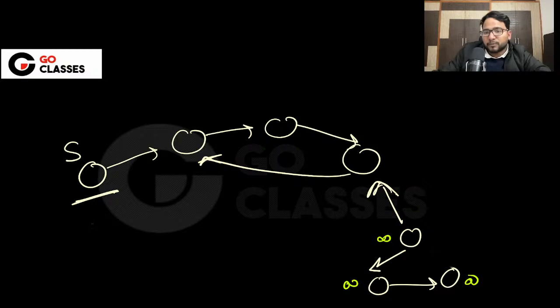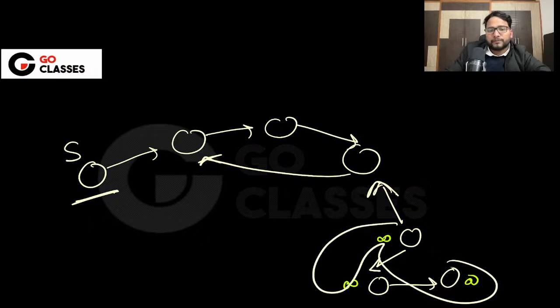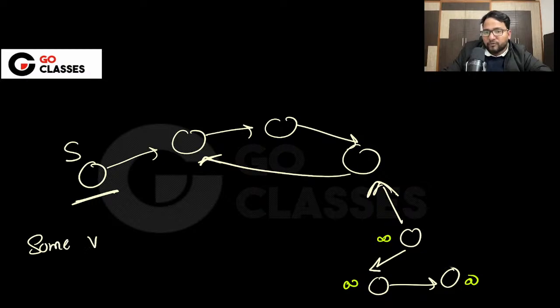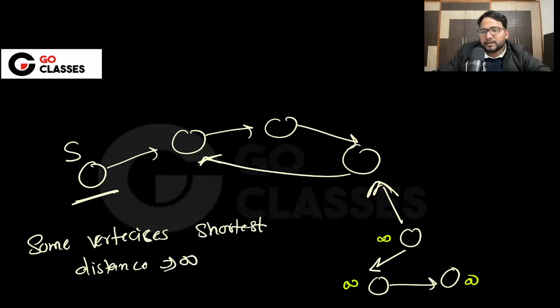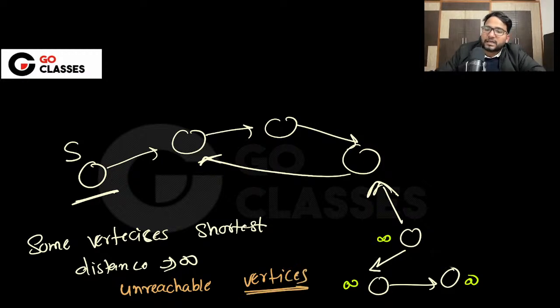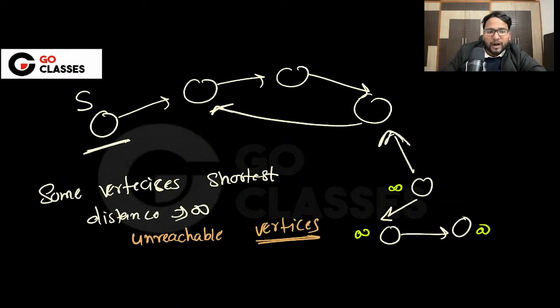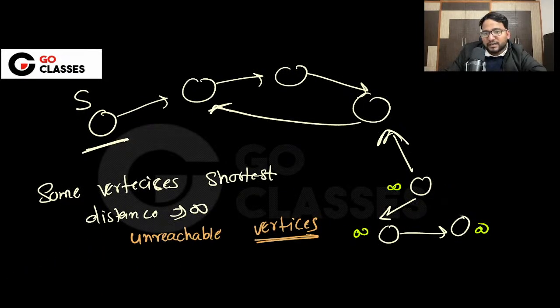So after Bellman-Ford, suppose some of the vertices remain infinity. What can we say? If the shortest distance is infinity, can you say there is a negative cycle? No. There may be a negative cycle also. Then what you will say? Unreachable vertices. Can you say anything about the cycle if the vertices are not reachable? No, we can't say anything about the cycle. We can't detect unreachable cycles, so we can't detect the cycle here.